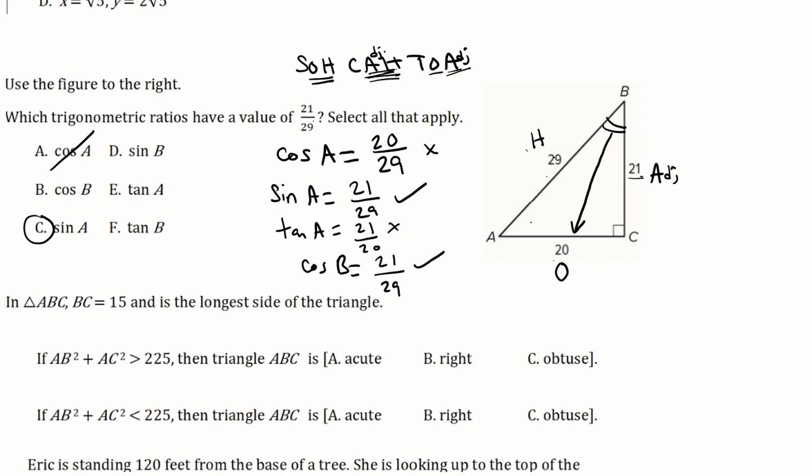So we got this one. So this looks good so far. Now let's look at sine of b. So sine of b is opposite over hypotenuse. So we got opposite is 20, hypotenuse is 29. Oh, can't be that one.